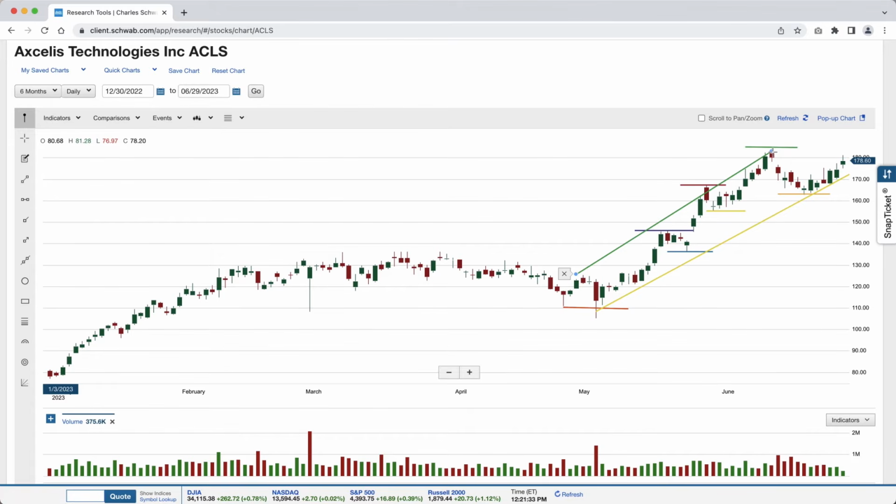Now that we've identified trend and we've identified support and resistance, we can start to learn from historical behaviors on this chart and maybe look for entry opportunities.